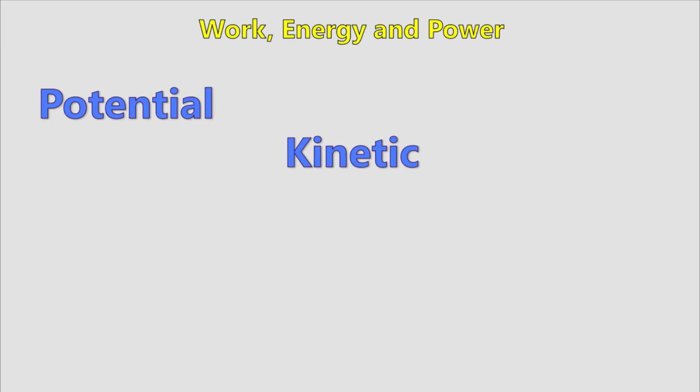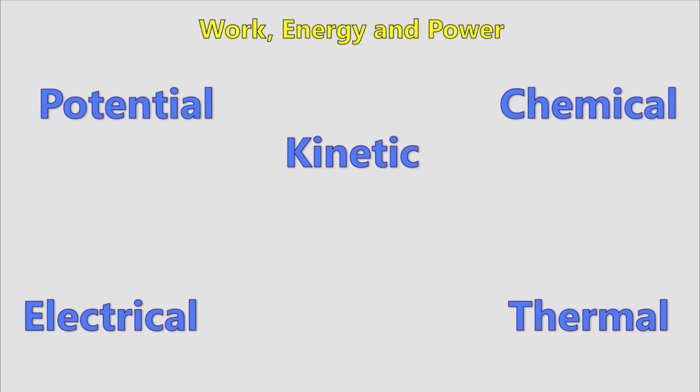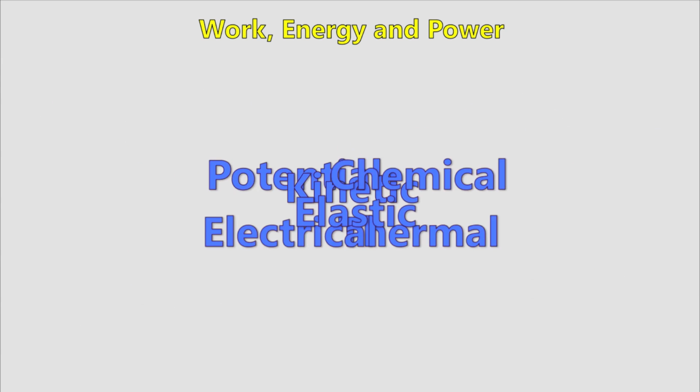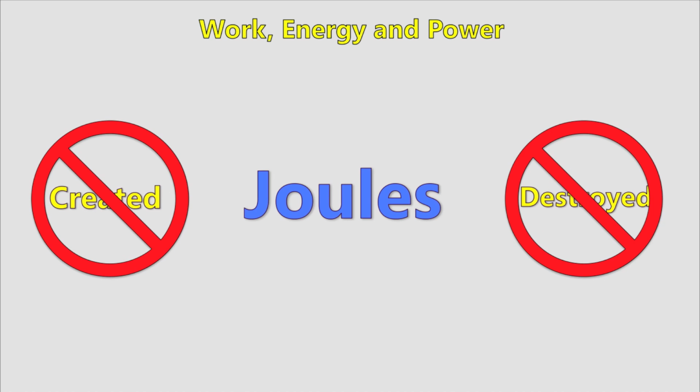Energy, Connor. Brainstorm. Well, you have potential, position, kinetic, motion, thermal, temperature, chemical/nuclear, reactionary, electrical, charge, and elastic, stored. All measured in joules, or J. 1 joule being equal to the energy needed to raise 1 Newton weight through a vertical height of 1 metre. And also you need to know that energy cannot be created or destroyed. Again, this is the principle of the conservation of energy.